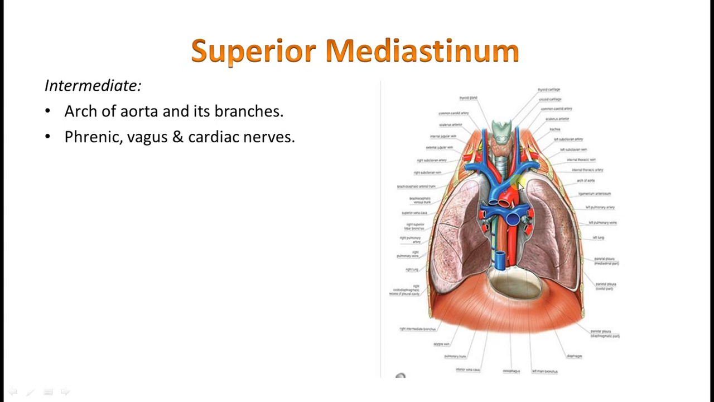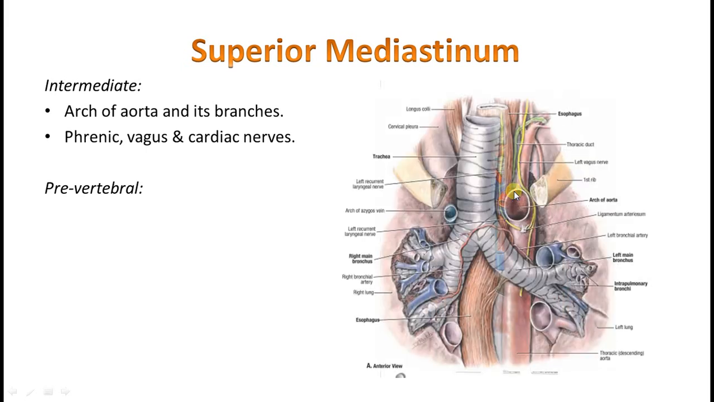Along with that you will have the phrenic nerve and the pericardiophrenic vessels. They will be present between the mediastinal pleura and the intermediate structures. Then the vagus nerve and the cardiac nerves. These are the sympathetic branches from the sympathetic chain and the parasympathetic branches from the vagus. They form the cardiac nerves. So intermediate is the arch of aorta with its branches, along with it the phrenic and vagus nerves.